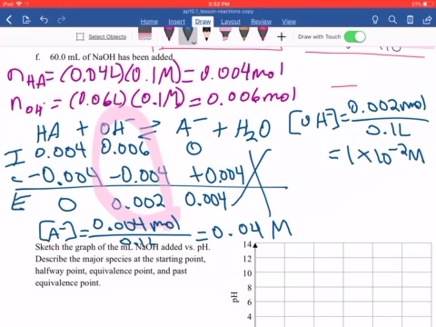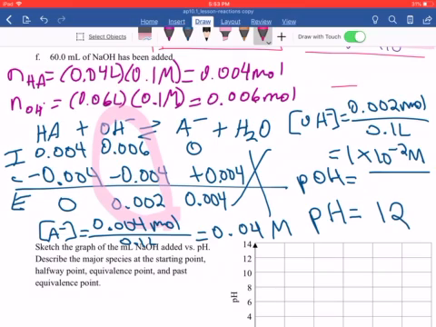We can find the pOH by taking the negative log of that. And then pH is 14 minus the pOH. And so your pH should end up being 12. That is our final answer for this last one right here.